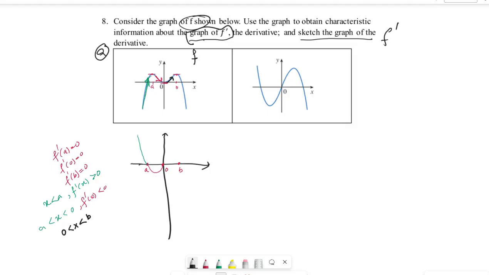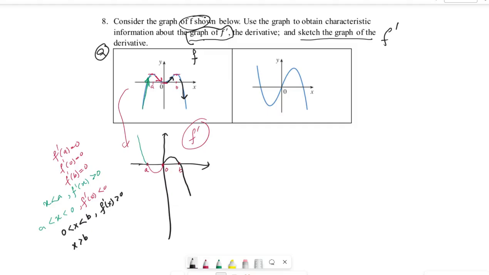F of x is going up. That means f prime of x is positive. That means between 0 to b, the function is positive, but it has to come back to 0. Lastly, when x is more than b, the function is going down. That means the slope is a negative number. So this is the answer of the derivative function for this graph.